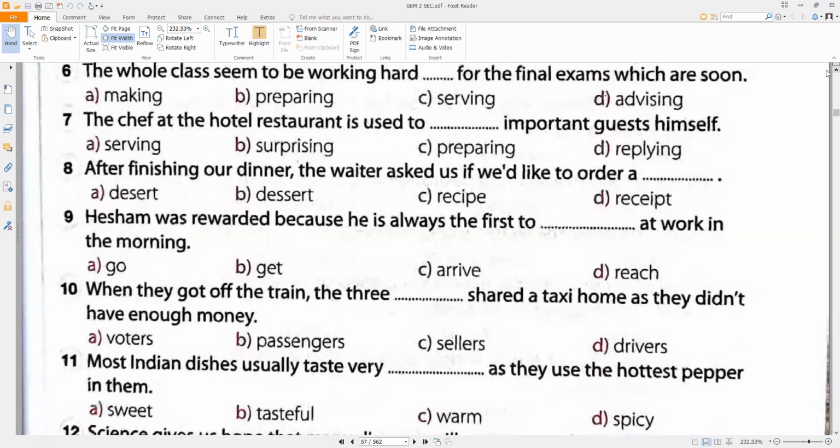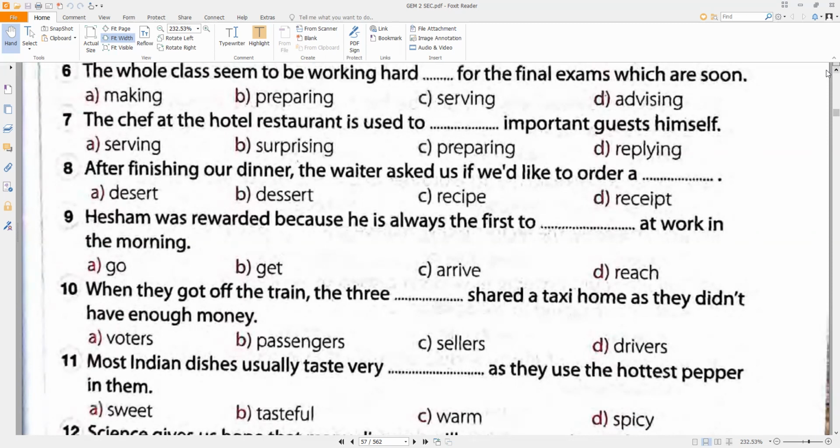The whole class seemed to be working hard, preparing for the final exams, which are soon. Making, preparing, serving, advising. Yes, preparing hard for school. Number seven: the chef at the hotel restaurant is used to serving important guests himself. Serving, surprising, preparing, replying. Yes, serving.